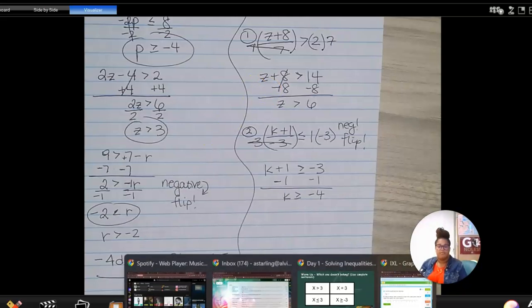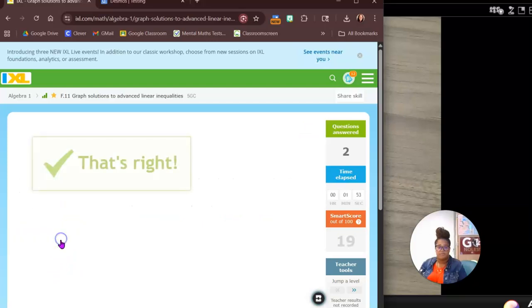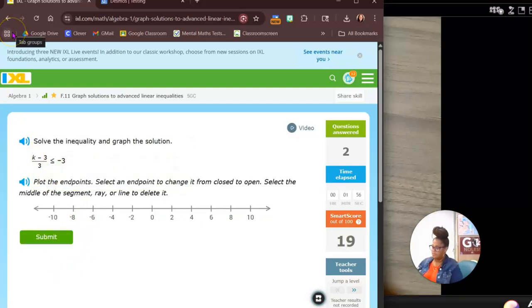Go to my graph. Negative 4. And k is greater, so go all the way to the arrow. And it's going to stay closed, so I'll click submit. Let's jump up a level.